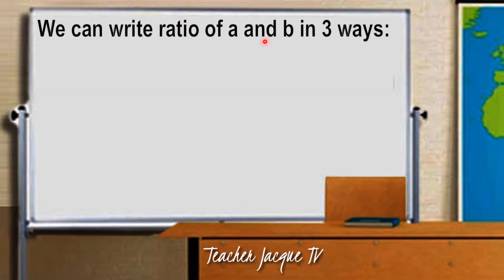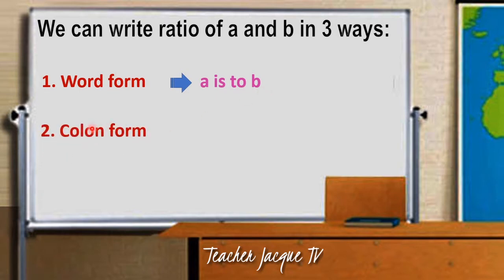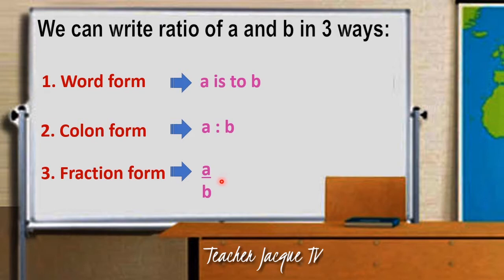We can write ratio in three ways. So let's have A and B. The first one is in word form: A is to B. The second one is in colon form: A is to B. And then the last one is in fraction form: A is to B. Even though it is in a fraction form, we do not read this as A over B. We read this as A is to B.